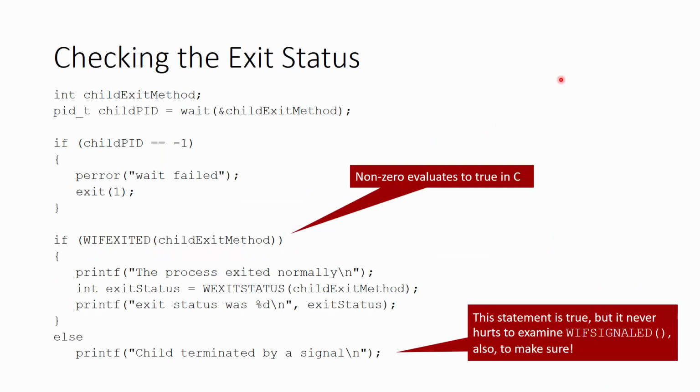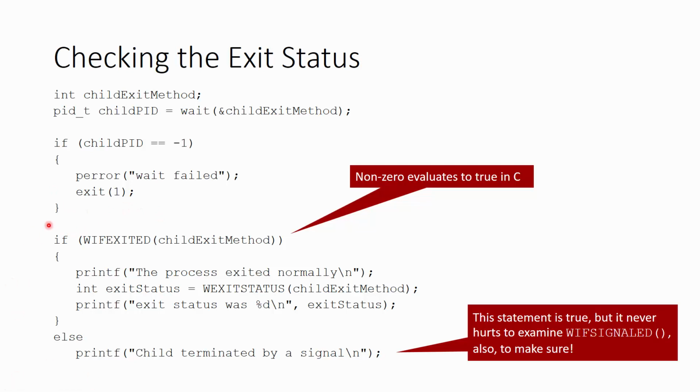So here's an example of doing this. We have our child exit method integer defined at the top. Here's a wait command that is going to assign the child exit method into here once it finally returns, and it'll be writing the process ID for what was terminated into this variable, child PID. Then we're going to examine child PID to see if there was some horrible problem once this thing finally returns, and exit if there was.